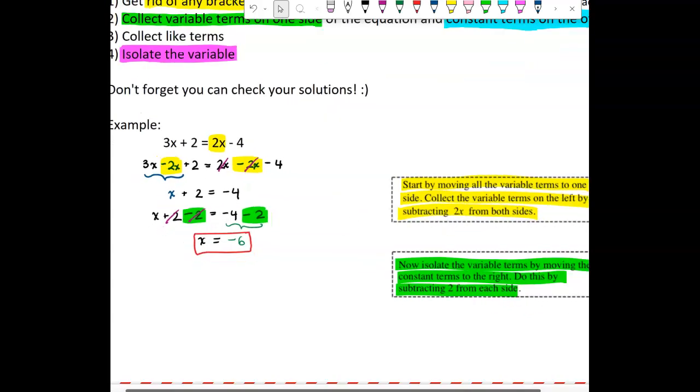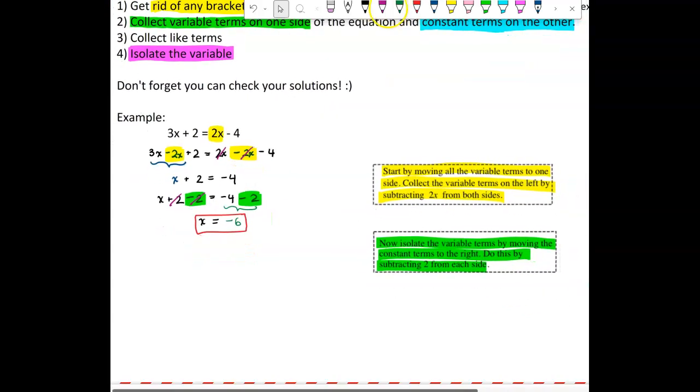So let's look at an example here. Here we have 3x plus 2 equals 2x minus 4. So we have multiple variable terms. We have a 3x and a 2x. So we want this 2x to be with 3x on the left side. And then we have this constant term of 2 and a negative 4. So we're going to bring that positive 2 to the other side.